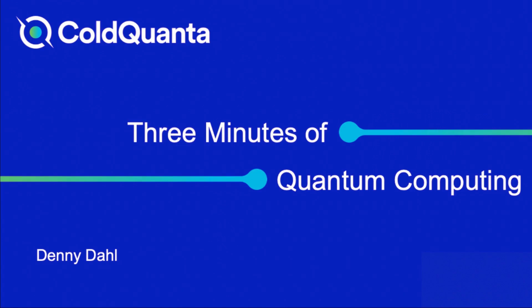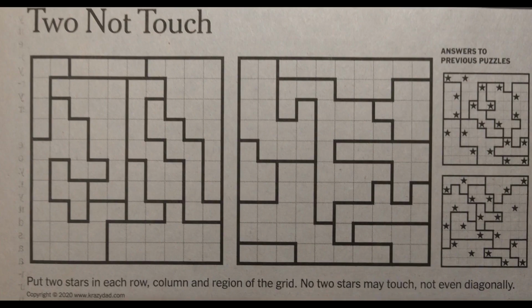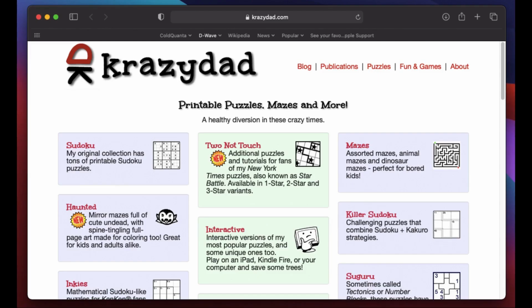I'm always on the lookout for fun problems to map to quantum computers. Last year I noticed a puzzle in my newspaper called 2 Not Touch. This is what it looks like. I reached out to the author of these puzzles, Jim Bumgardner, and he gave me permission to talk about them in today's video. Check out his website for lots more puzzles.